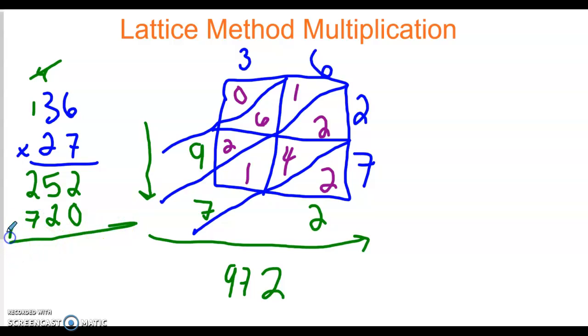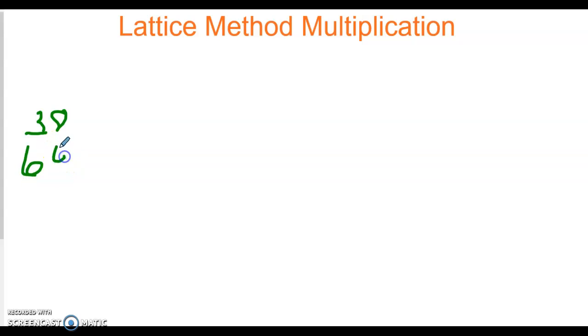Add those bad boys up. I have a 2, I have a 7, and I have a 9. Oop, that's a really big 9. And what do you know? 972. All right, one more example. Okay, let's say final example. We are multiplying 38 times 64. Oh, this is going to be a big one.